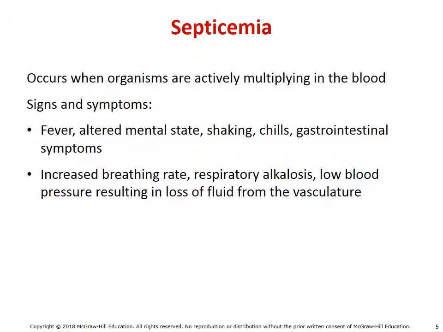So let's talk now about septicemia, and this is whenever microbes again reproduce actively in the blood. We do have the initial signs and symptoms of infection like fever, but since this is an infection of the blood, it will affect all the different areas within the body. So we see things ranging from altered mental state through signs and symptoms in the gastrointestinal tract.